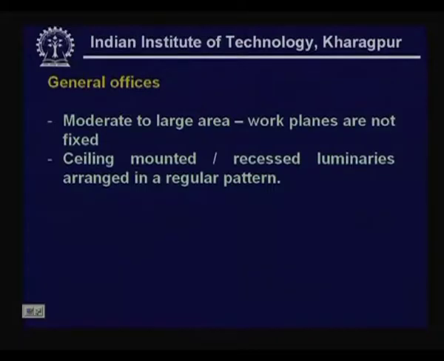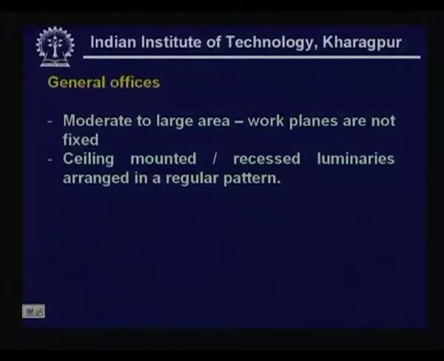In this case, what is employed could be ceiling mounted or recessed luminaires, which are arranged in a regular pattern, and perpendicular to the work plane is a very good way of providing the light. But it may not be assured that the table would be located that way all the time, because it is not fixed in a large office. So some of the large offices do adapt alternate rows perpendicular to one another.